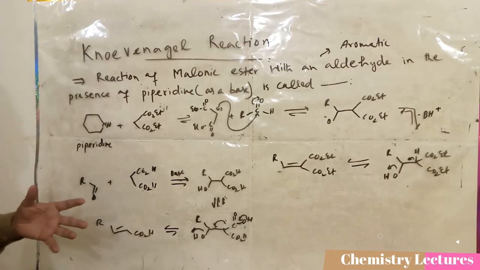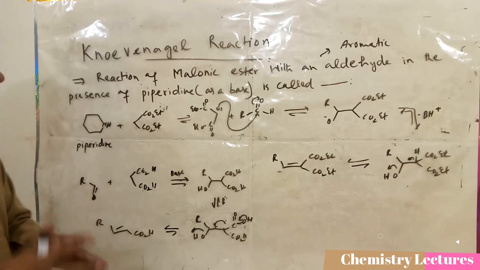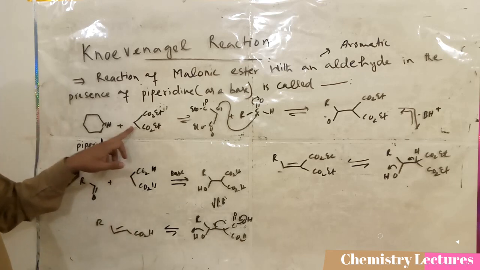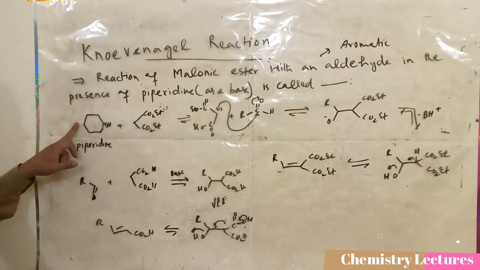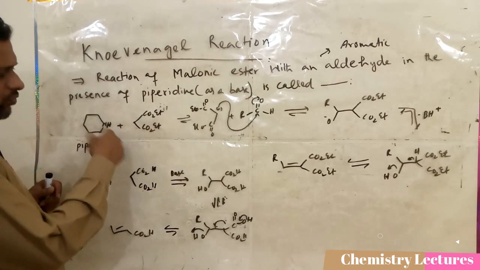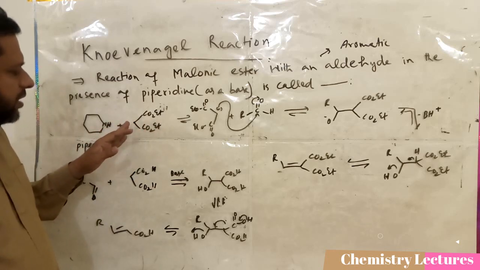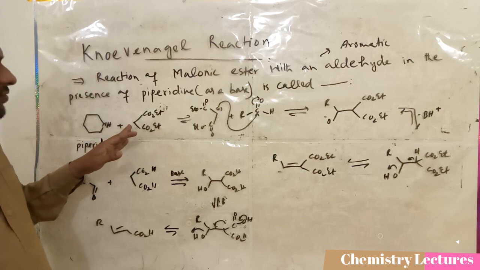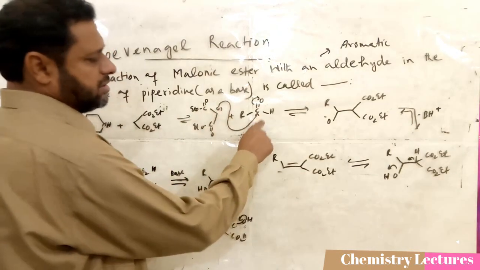Due to this reason we use a very weak base. With a very weak base you can remove this proton. So piperidine, a 6-membered ring with NH, is used as a much weaker base. This weaker base will do its function and remove the proton. So when you treat malonic ester with piperidine, the alpha carbon is converted into a carbanion, and now this carbanion attacks this aldehyde.